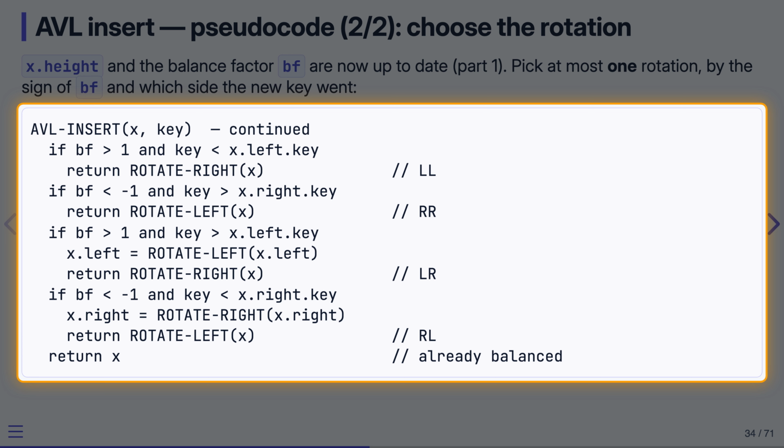Now the second half, with the height and the balance factor already up to date. 4 checks pick at most 1 rotation. If the balance factor is greater than 1 and the key went left of the left child, that is LL, so rotate right. If it is less than -1 and the key went right of the right child, that is RR, so rotate left. If the balance factor is greater than 1 but the key went right of the left child, that is LR. Rotate the left child left, then rotate the node right. And the mirror of that is RL. If none of the 4 fire, X is already balanced, and we return it.